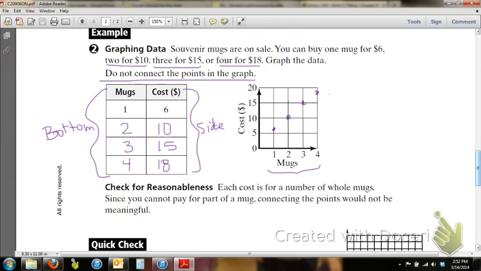Now, each cost is for a number of whole mugs. You can't buy part of a mug, so we're not going to connect the dots, because you can't buy 1.5 mugs, so it doesn't make sense to connect the points.